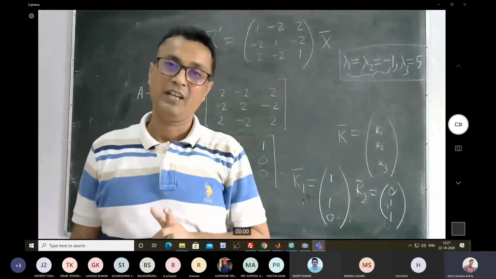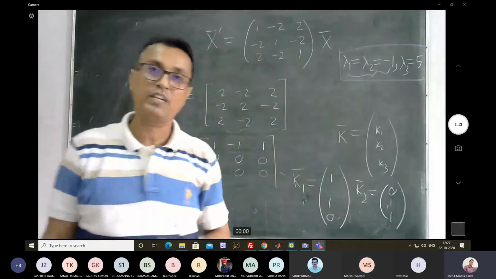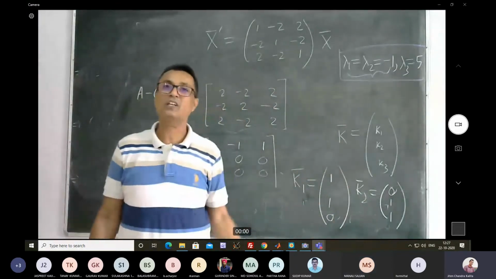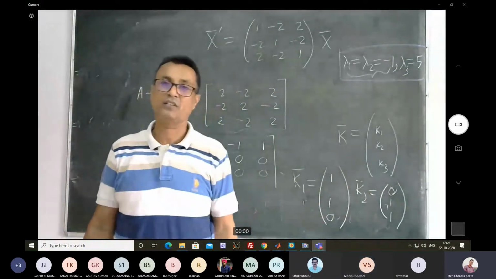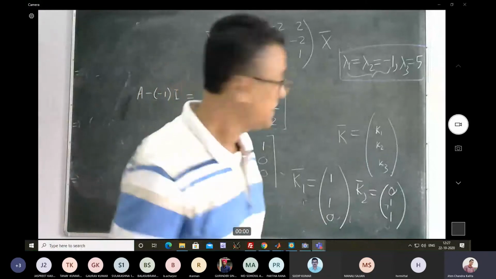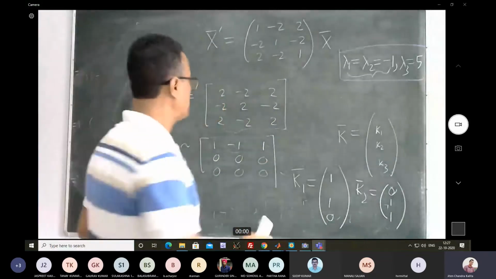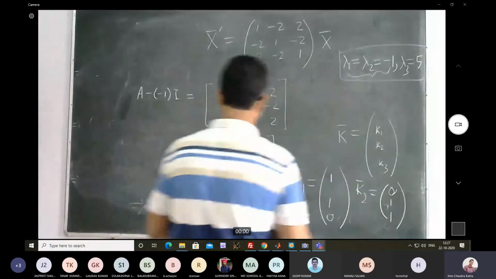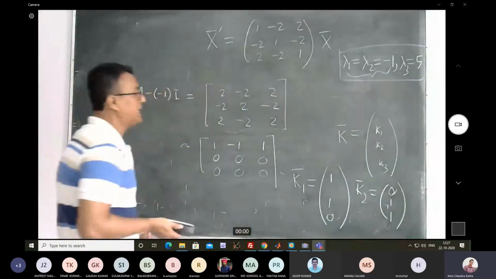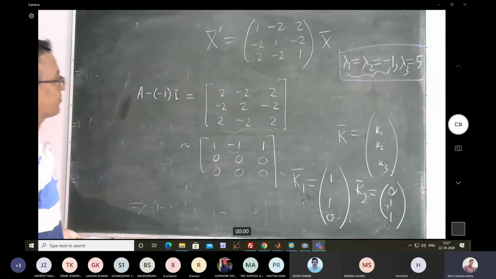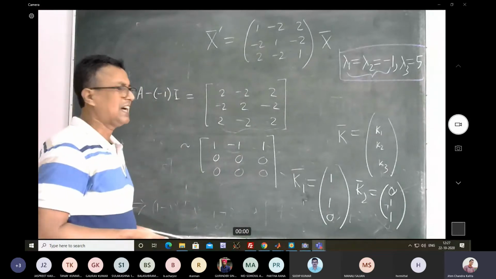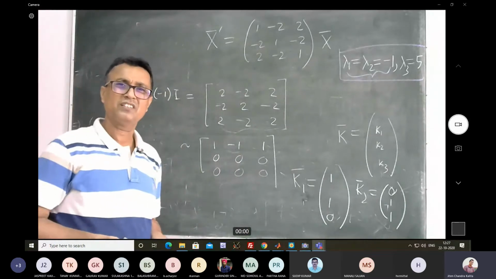If you look at k1 and k2, k1 bar and k2 bar, you will say that they are linearly independent, isn't it? Because obviously one is not the scalar multiple of the other. Fine. So I have found k1 and k2, and now I need to find k3. I think you will be able to find k3, right?